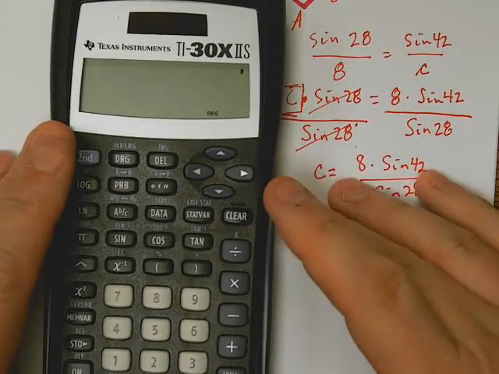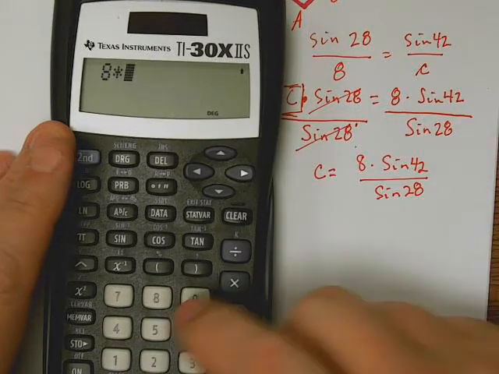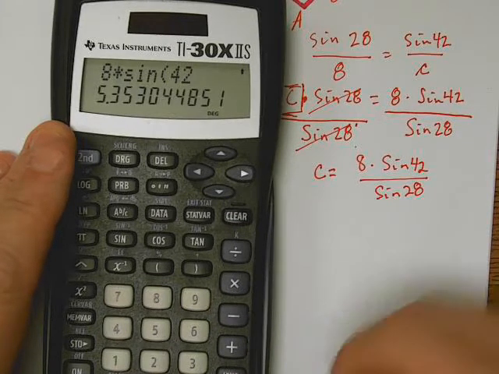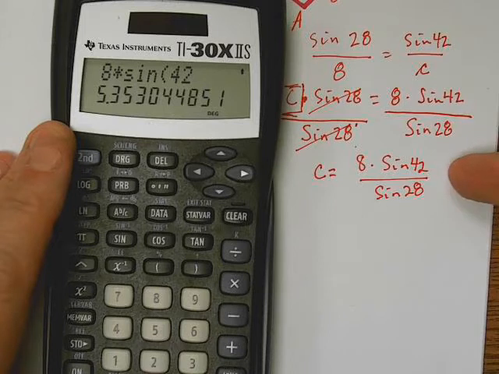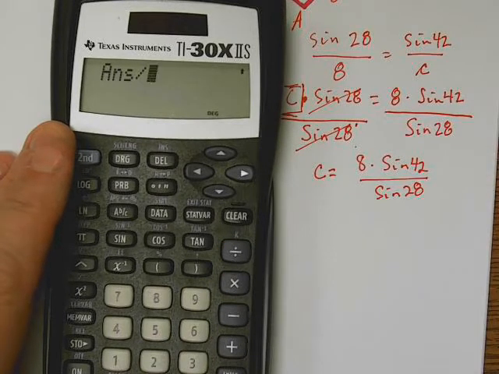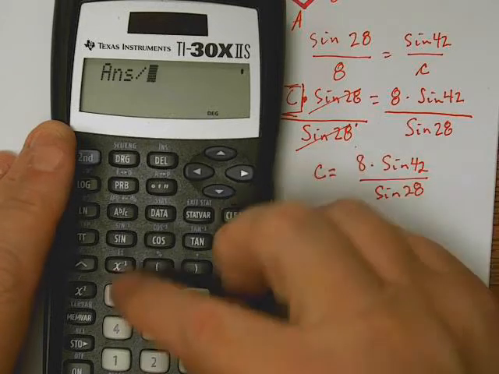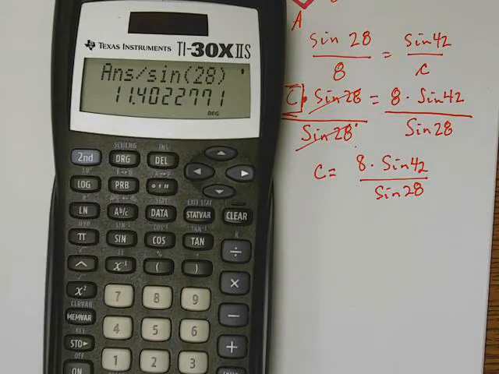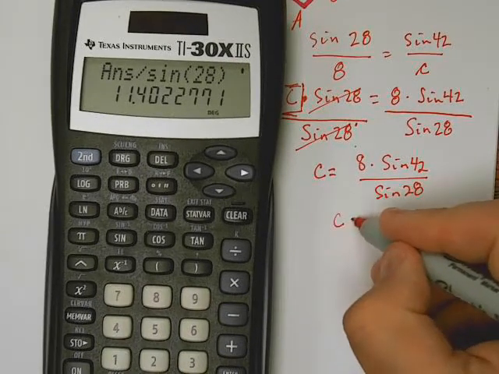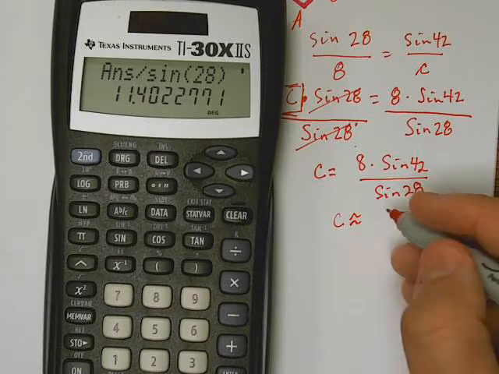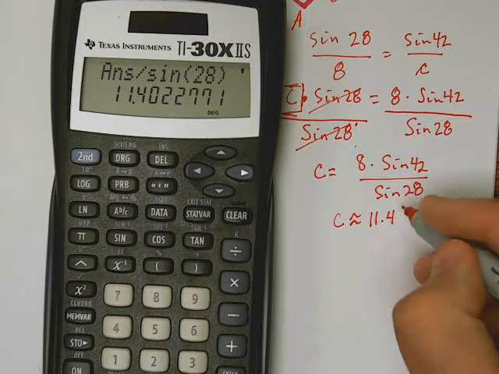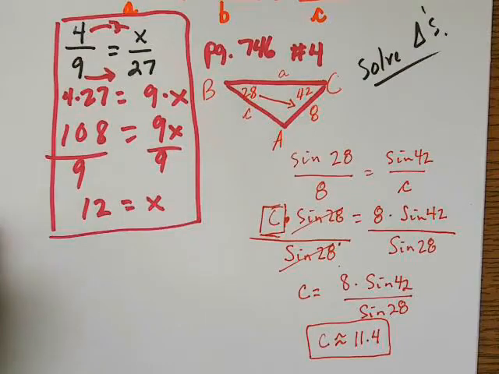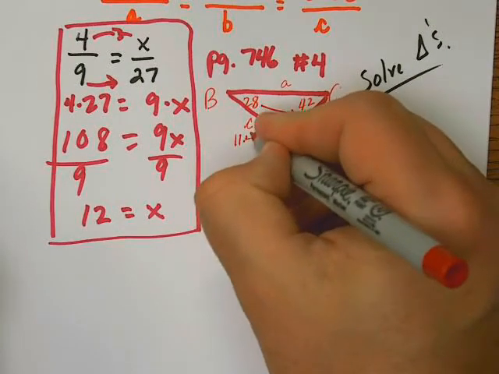So I'm going to go 8 times the sine of 42. It gives me a decimal. And then I'm going to divide that by, I could write it down, but I don't need to. I can just hit the divide button, and it takes the answer, and I'm going to divide it by the sine of 28. And that's going to equal 11.4. So C is approximately 11.4. Okay, so that does that. Now, let's go back to our picture. I'm going to put that 11.4 in right there.